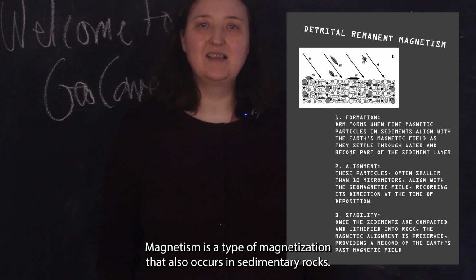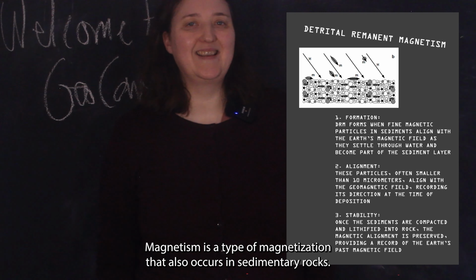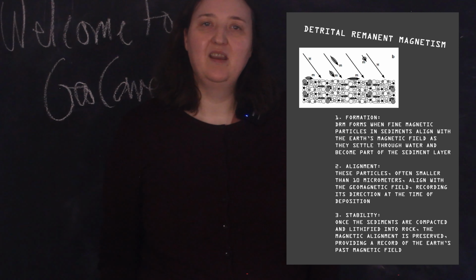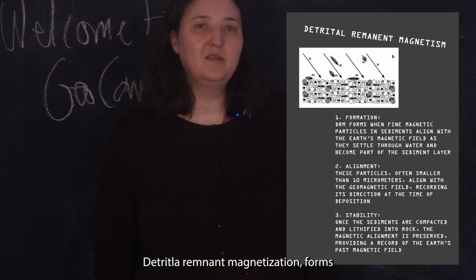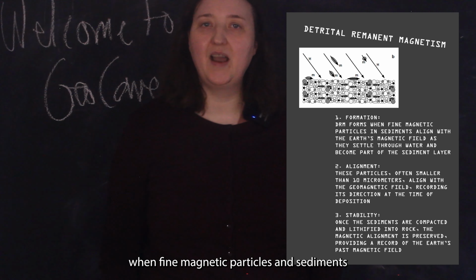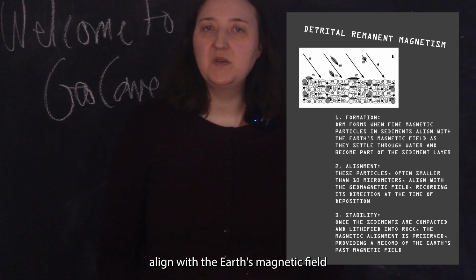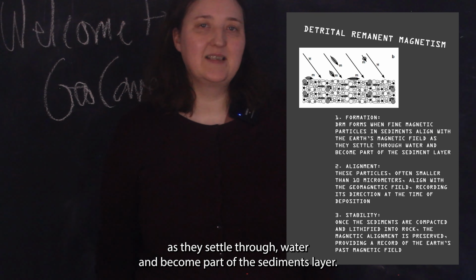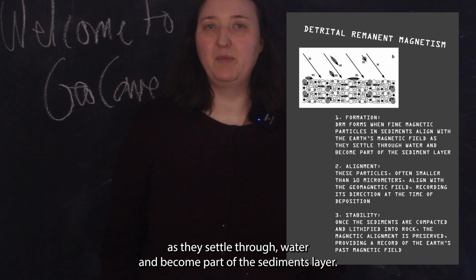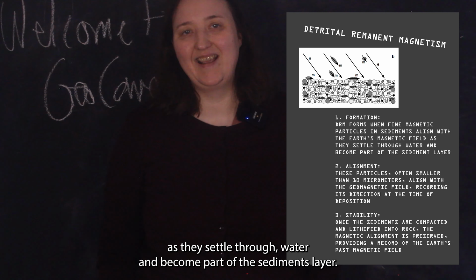Detrital remanent magnetism is a type of magnetization that also occurs in sedimentary rocks. Detrital remanent magnetization forms when fine magnetic particles in sediments align with the Earth's magnetic field as they settle through water and become part of the sediment's layer.